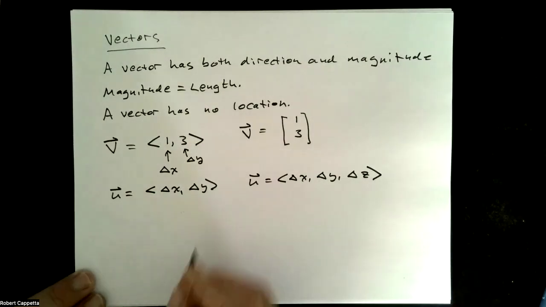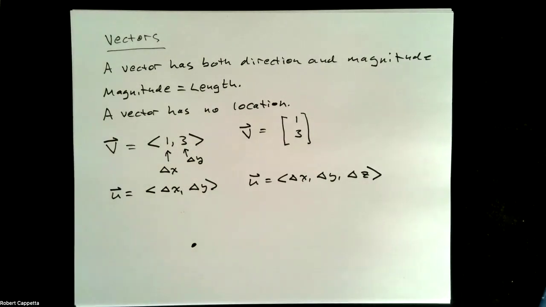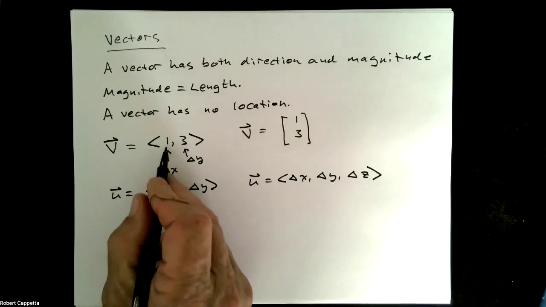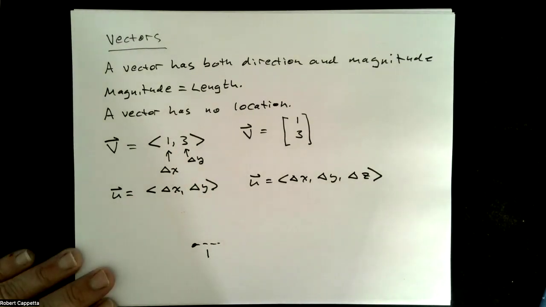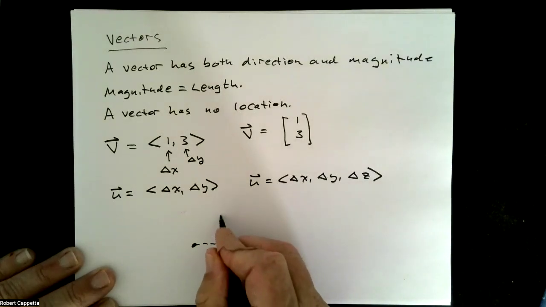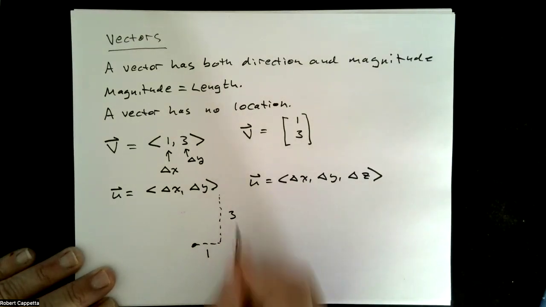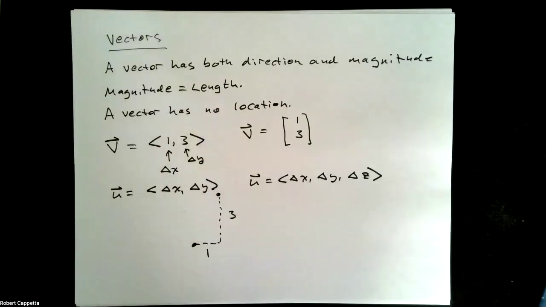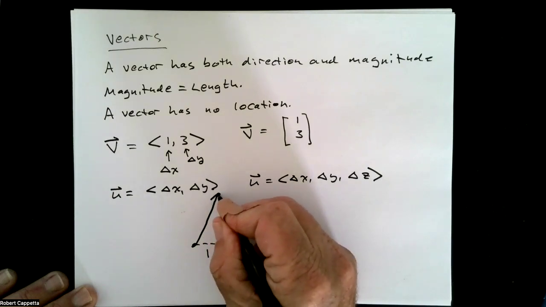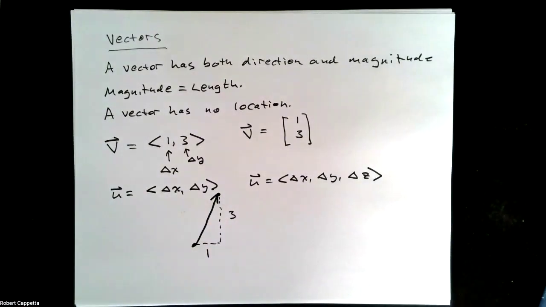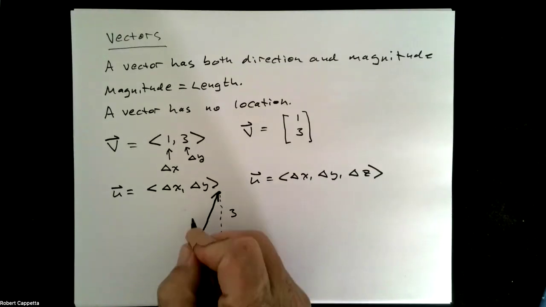Again, no fixed location, so pick any generic starting point. In the x direction, we're going to move 1 unit. And in the y direction, we're going to move 3 units. So we have our beginning point and our ending point. And the way we geometrically represent that vector is by drawing something that looks like this. Beginning point, ending point, and we're going to call that vector v.